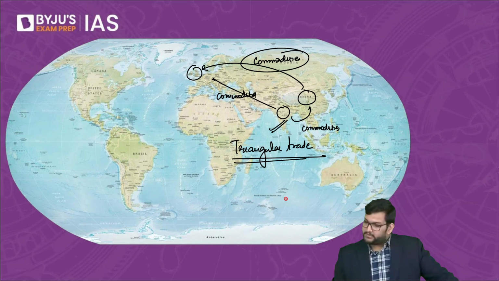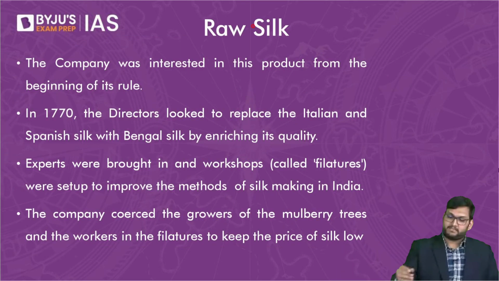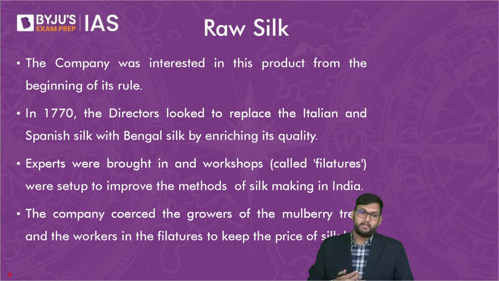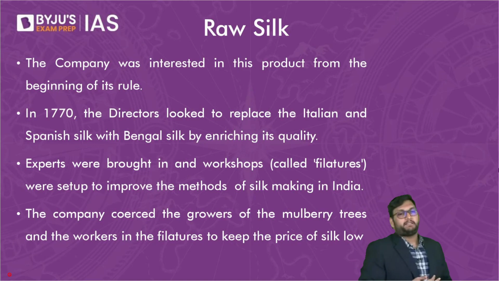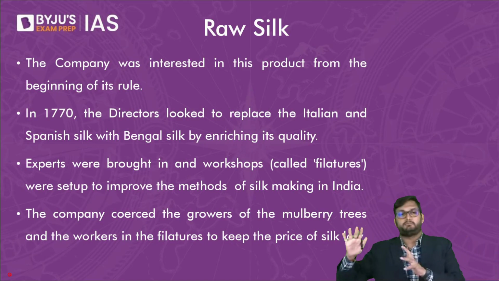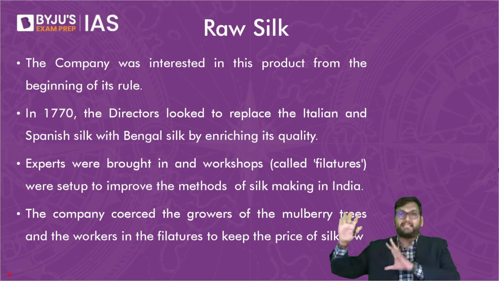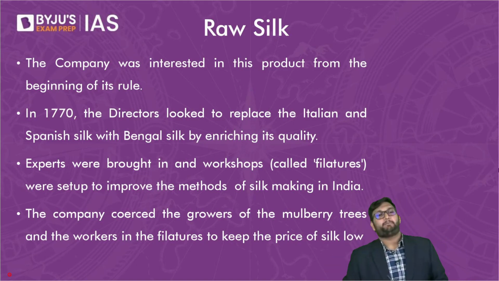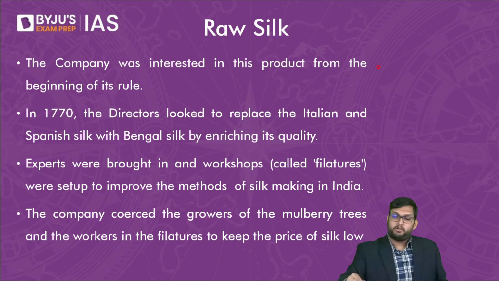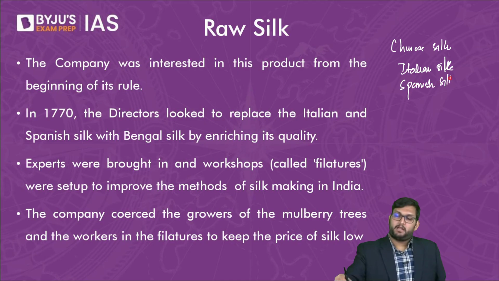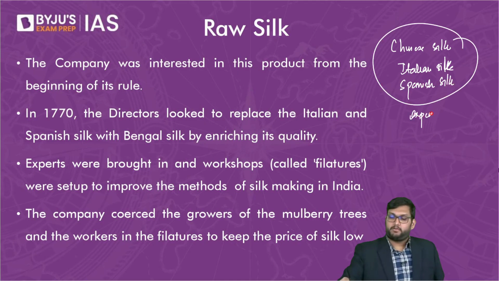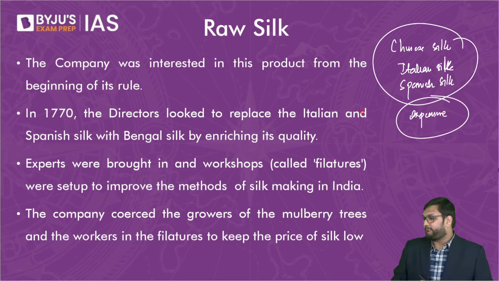Great. Now, the first crop which is interesting here is raw silk. See, the British had access to Spanish, Italian, and Chinese silk, but the problem is they're expensive. So Chinese silk, Italian silk, and Spanish silk are expensive.